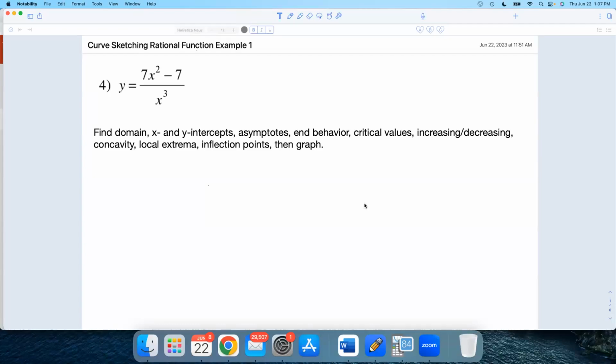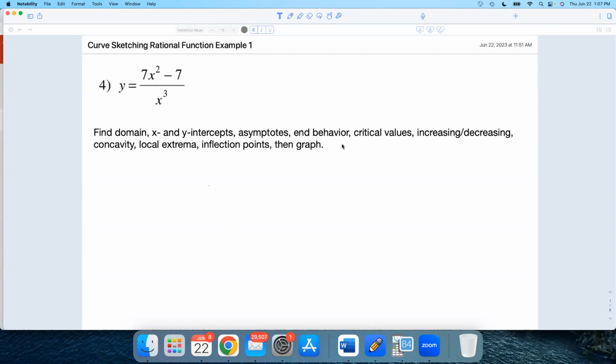All right, let's do this curve sketching example here with a rational function. This one's going to be a little more interesting. So we're going to go through the same steps with all these. We're going to find the domain. We're going to find all our x and y intercepts. Those help nail down the graph. Find any asymptotes, vertical or horizontal. That helps us find our end behavior, what happens on the left and right hand ends of our graphs.